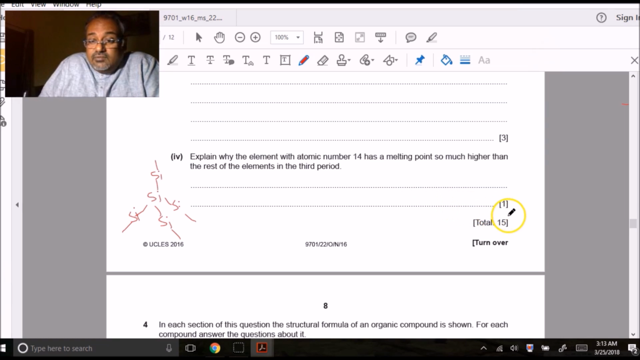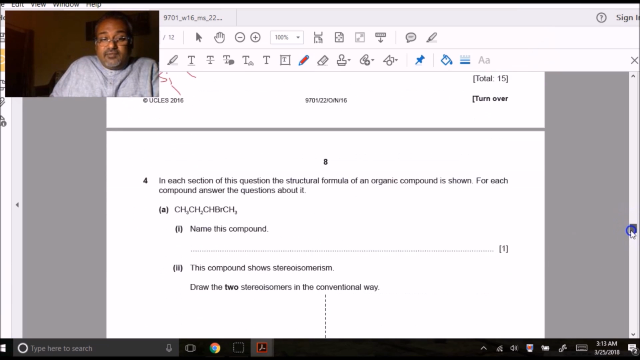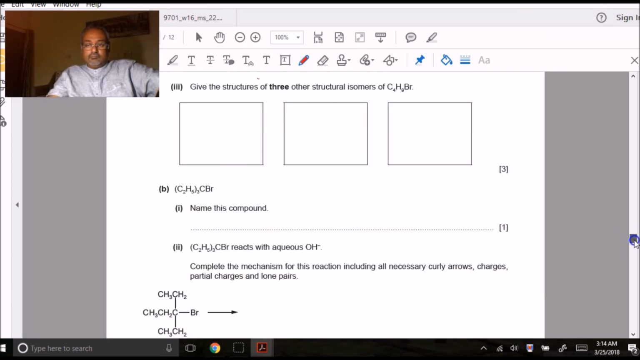So that's the 1 mark question. Just say because it has a macromolecular structure with strong covalent bonding, that's why the melting point is very high. Alright, so that finishes question number 3. I'll give you some time now to have a look at question number 4.